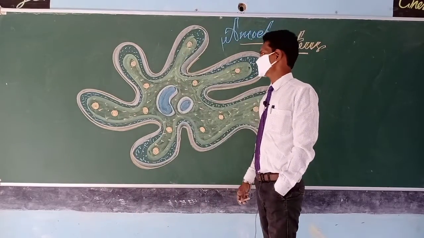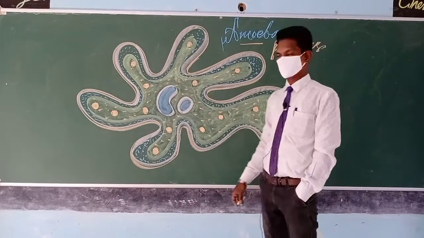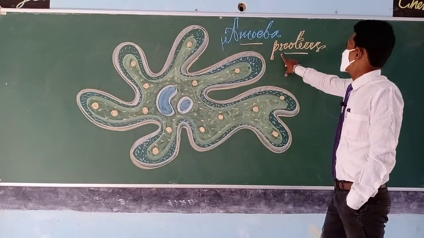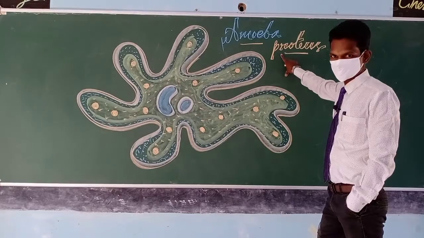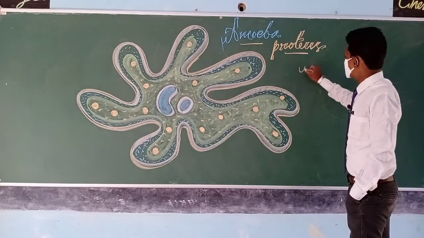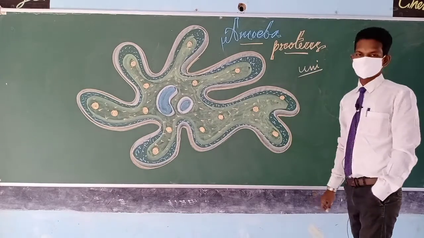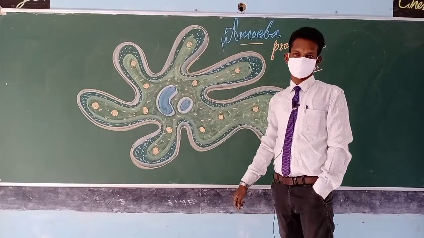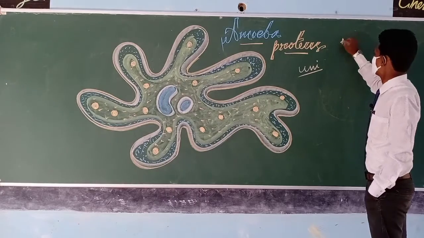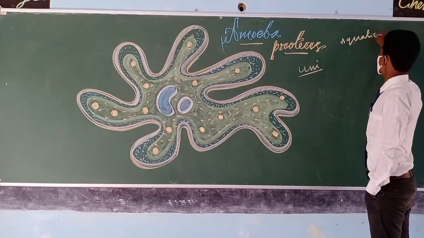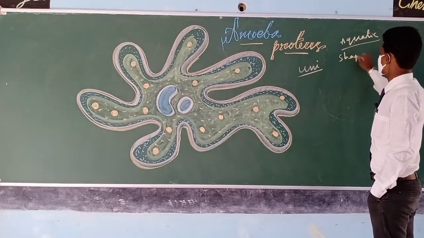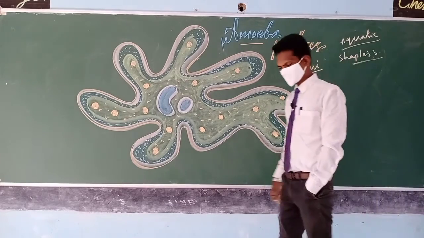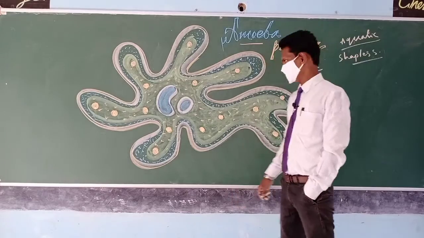In today's class we are going to discuss a small topic, that is Amoeba proteus. We know this amoeba is a unicellular organism which is made by a single cell. This amoeba is aquatic and a shapeless organism. Okay, let me go through the structure of Amoeba proteus.